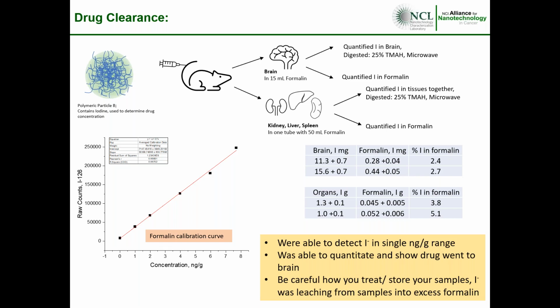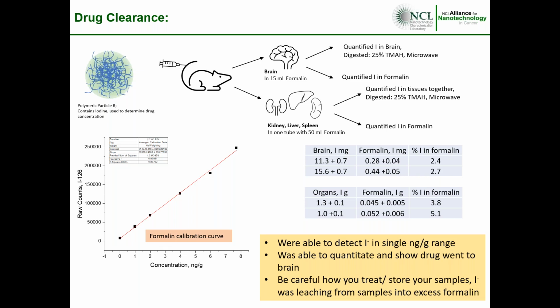But when we do look at the formalin, we actually see around 2.5 to 5% of iodine in the formalin compared to what tissues were in there. And so this could be substantial, especially if an organ doesn't have any in there and some of the other organs have high amounts of this drug in it. You could get some cross-contamination.